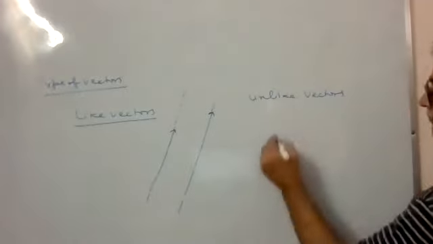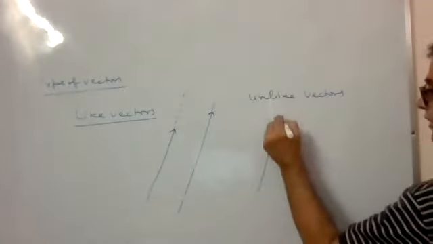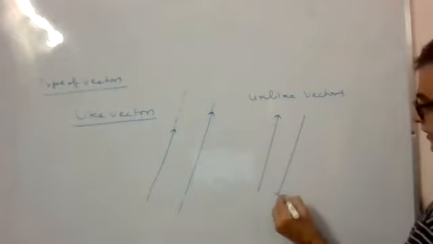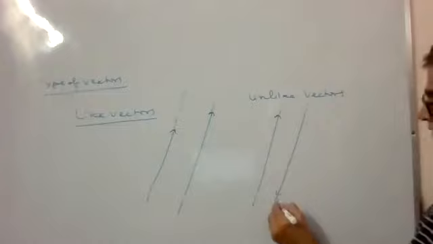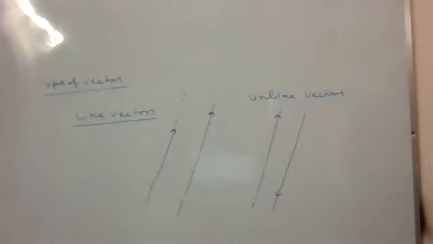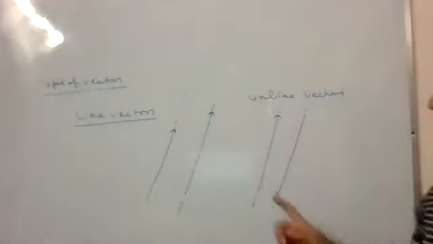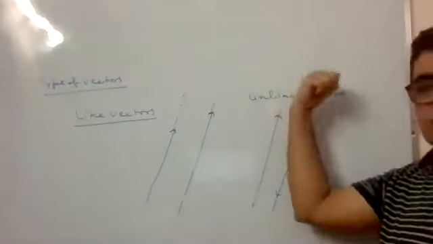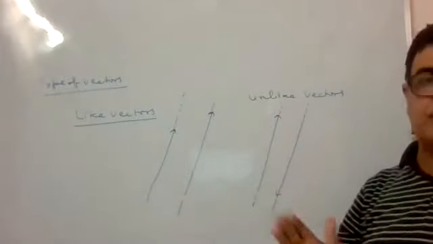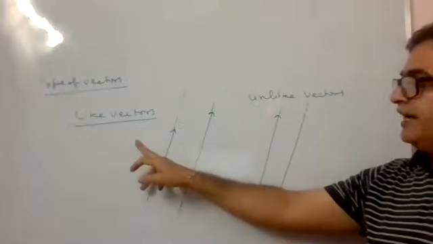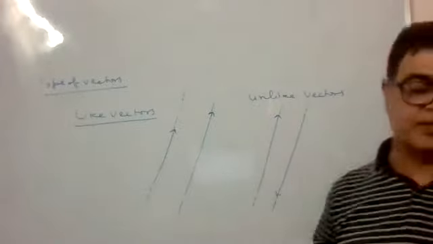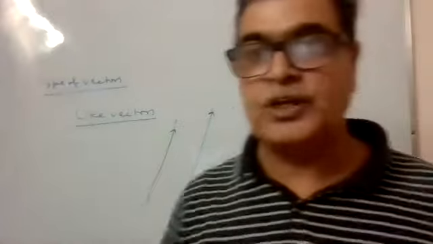Unlike vectors means one vector is this way, another will be this way. Again, the support lines will be parallel, but the sense will be simply opposite. One vector acts in this direction and the second acts in this direction. That means we will call them unlike vectors. So one is a like vector, another is an unlike vector. You should keep that in mind.